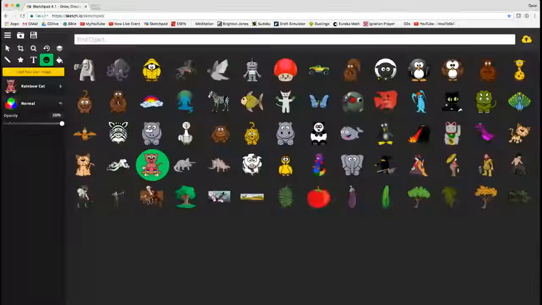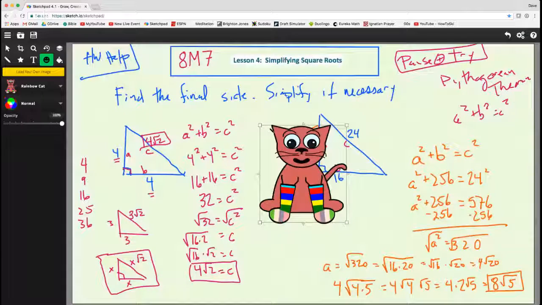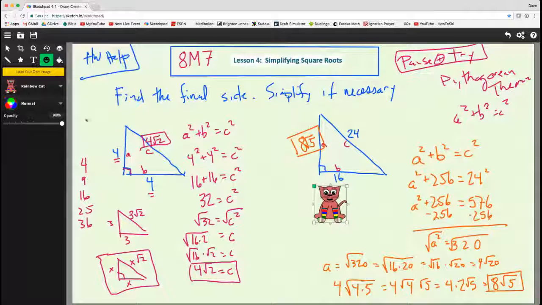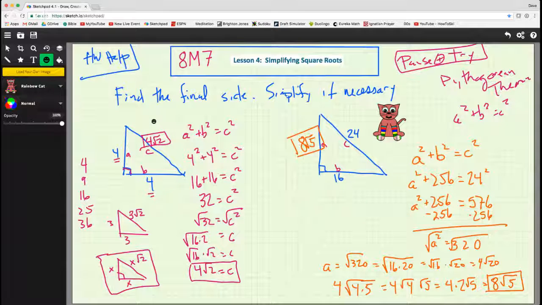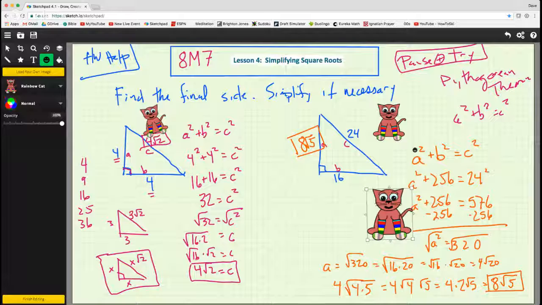And our happy cat is not working well today. Oh my goodness, driving me crazy. Happy cat, happy cat. I'm going to double happy cat that one. That was a lot of work.